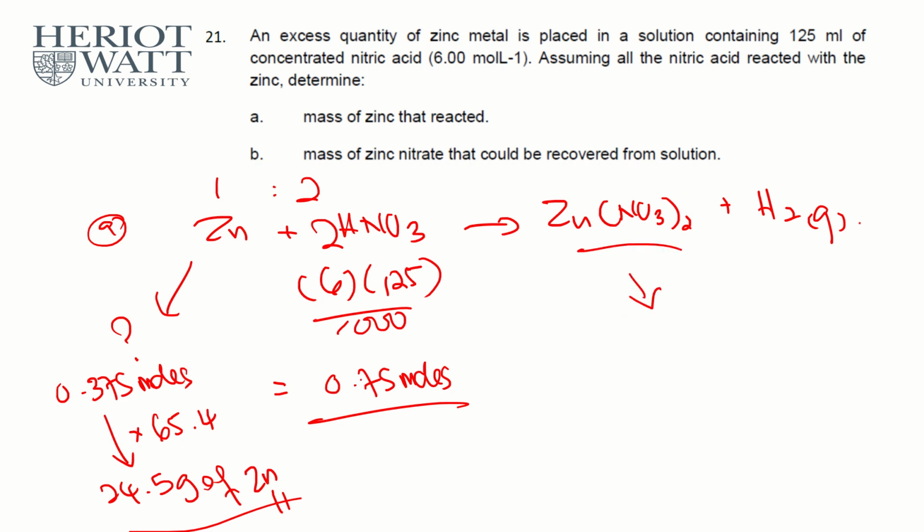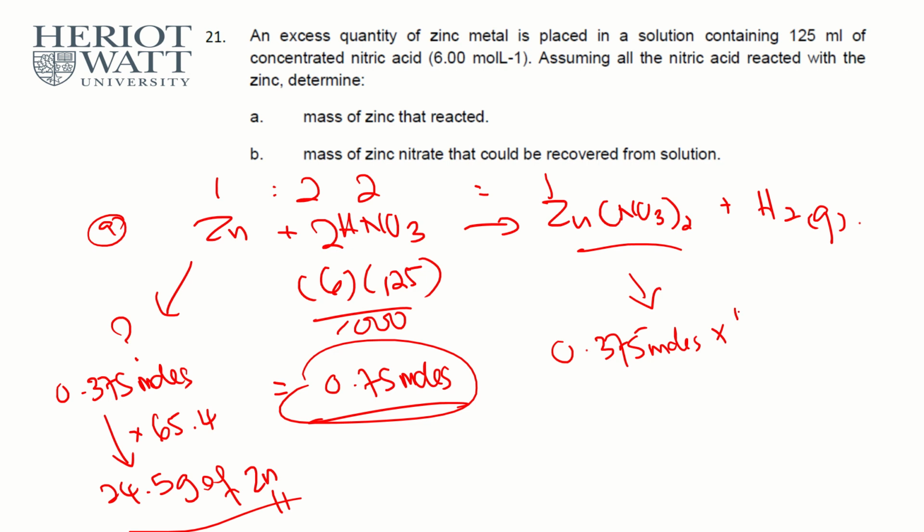So based on the limiting reagent, which is 0.75, the mole ratio is 2 to 1 as usual, same thing, 2 to 1. Therefore, I have 0.375 moles of zinc nitrate because you divide by 2. And then what to do next? The moles. And from these moles, how to convert it into the mass of zinc nitrate that can be recovered? Times the molar mass of zinc nitrate.